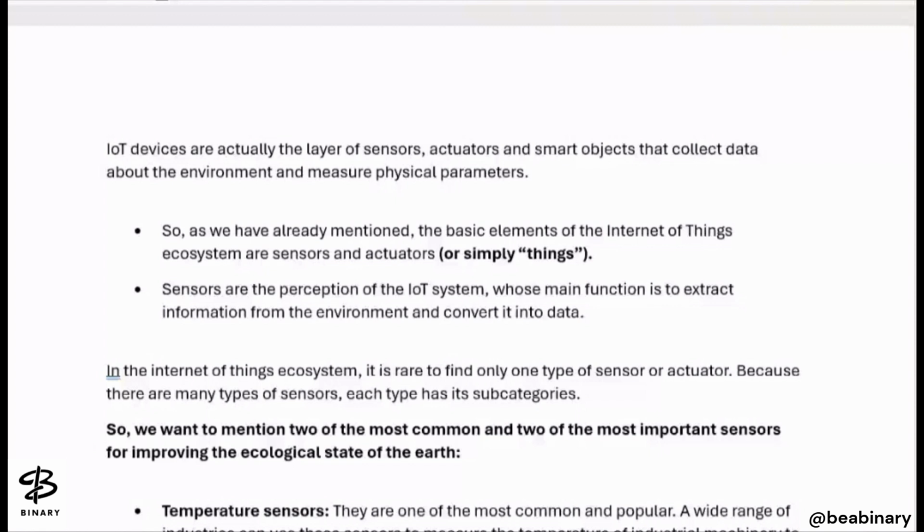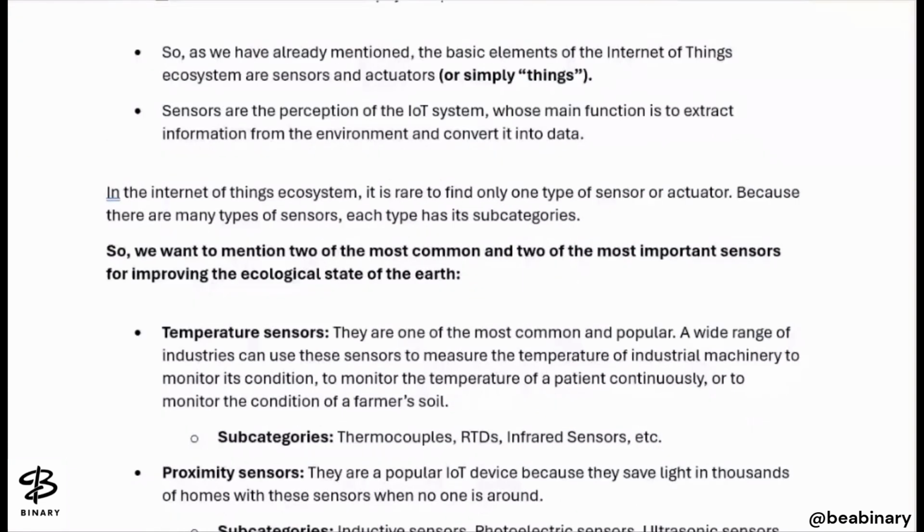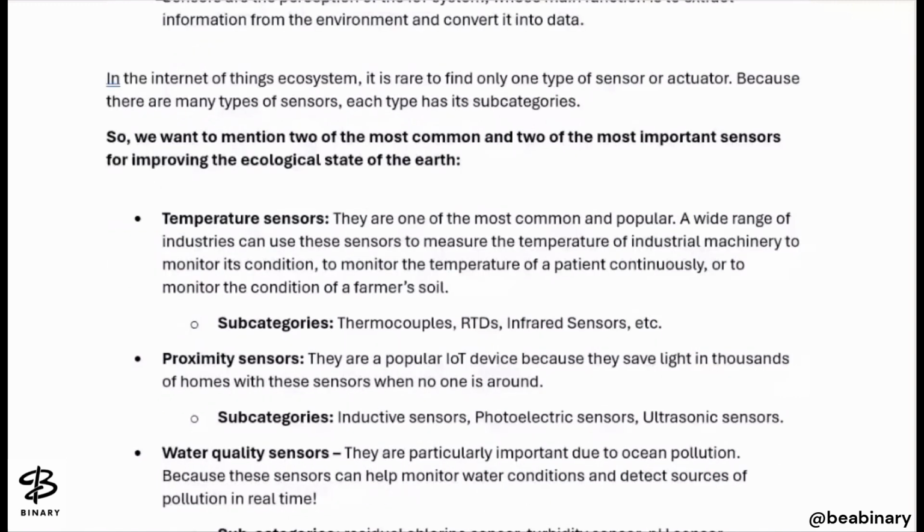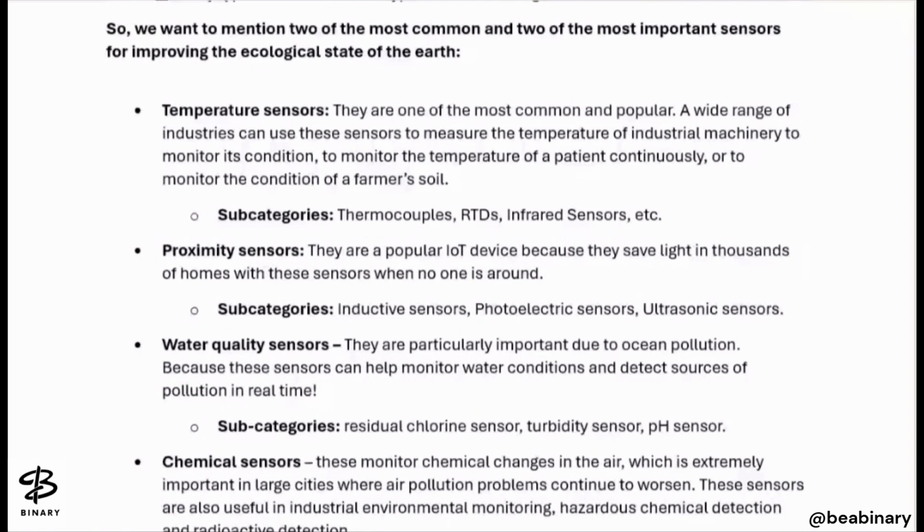So in an Internet of Things ecosystem, it is rare to find only one type of sensor or actuator. Why? Because there are many types of sensors. And now what are the different types of sensors we are talking about? When we are talking about the ecological state of Earth, we are talking about the temperature sensors, right? We are talking about the proximity sensors, water quality sensors, chemical sensors, right? So सेंसर्स को भी further हम अगर detail में we will talk about the sensors.